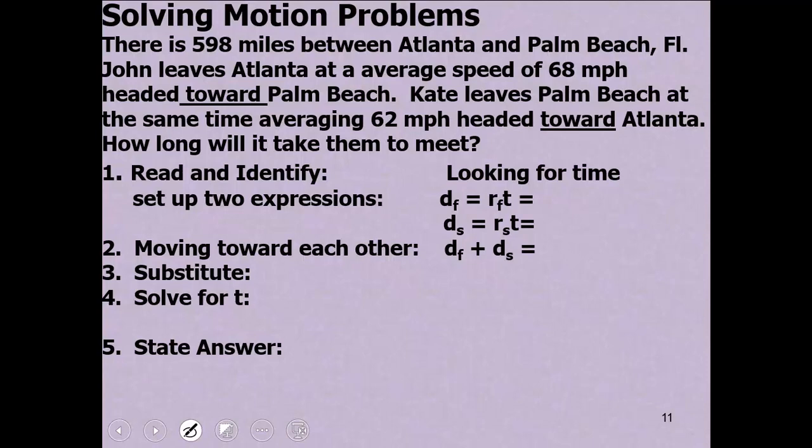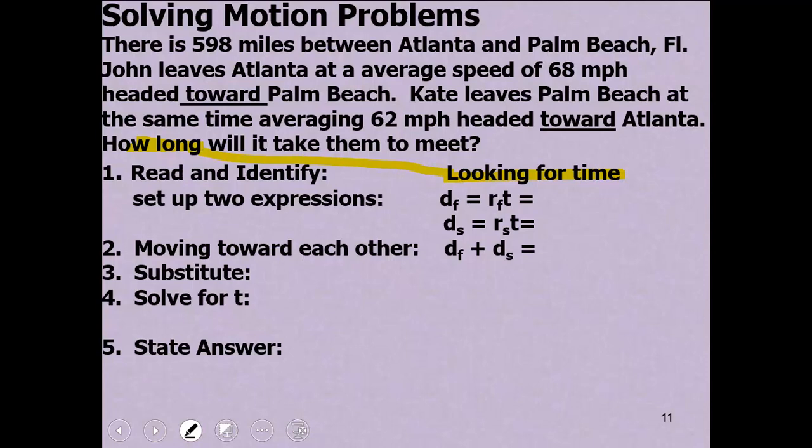All right. I think this is the last one. There are 5,980 miles between Atlanta and Palm Beach, Florida. John leaves Atlanta at an average speed of 68 miles per hour, headed towards Palm Beach. Kate leaves Palm Beach at the same time, averaging 62 miles per hour, headed towards Atlanta. How long will it take them to meet? How long? What are we looking for? How long says time.